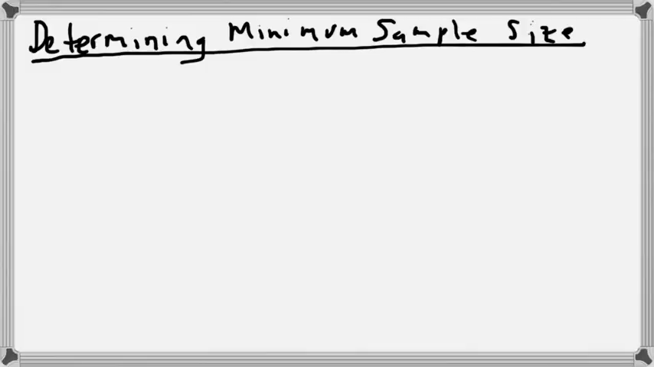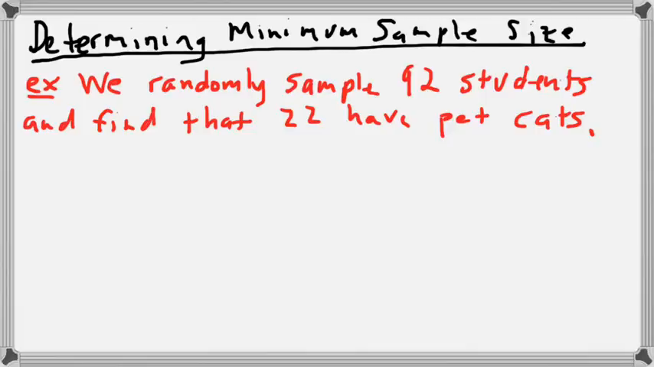So that's what we're going to answer, but I want to do a quick little review problem first, so hopefully we're all on the same page here. So suppose we randomly sample 92 students and find that 22 of them have pet cats.